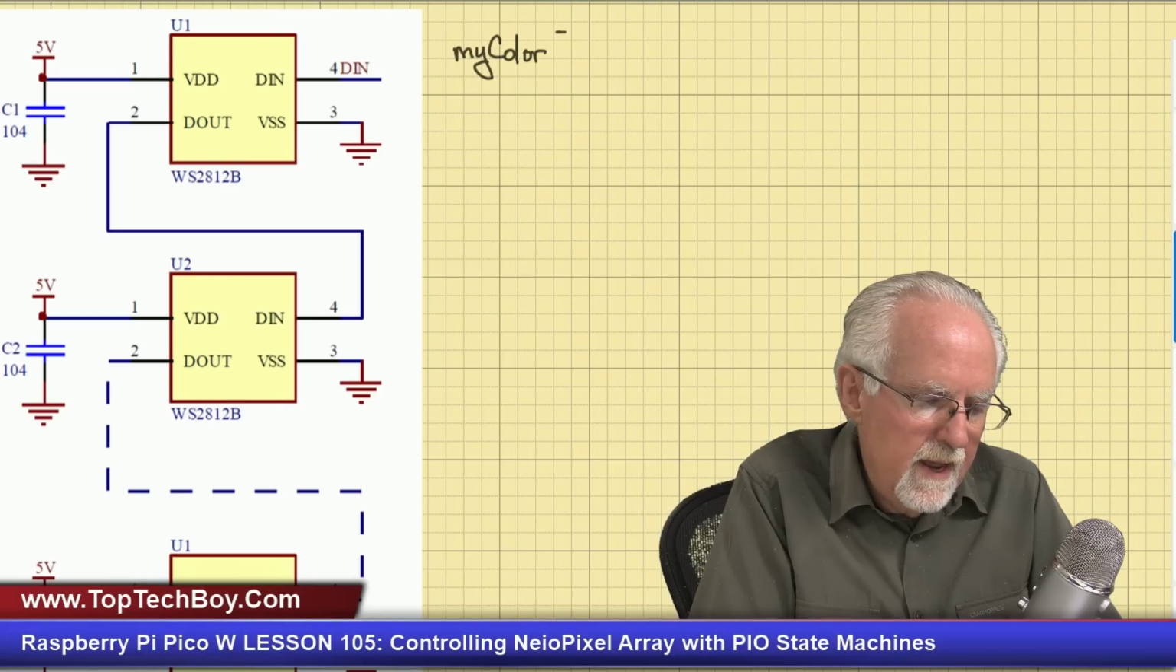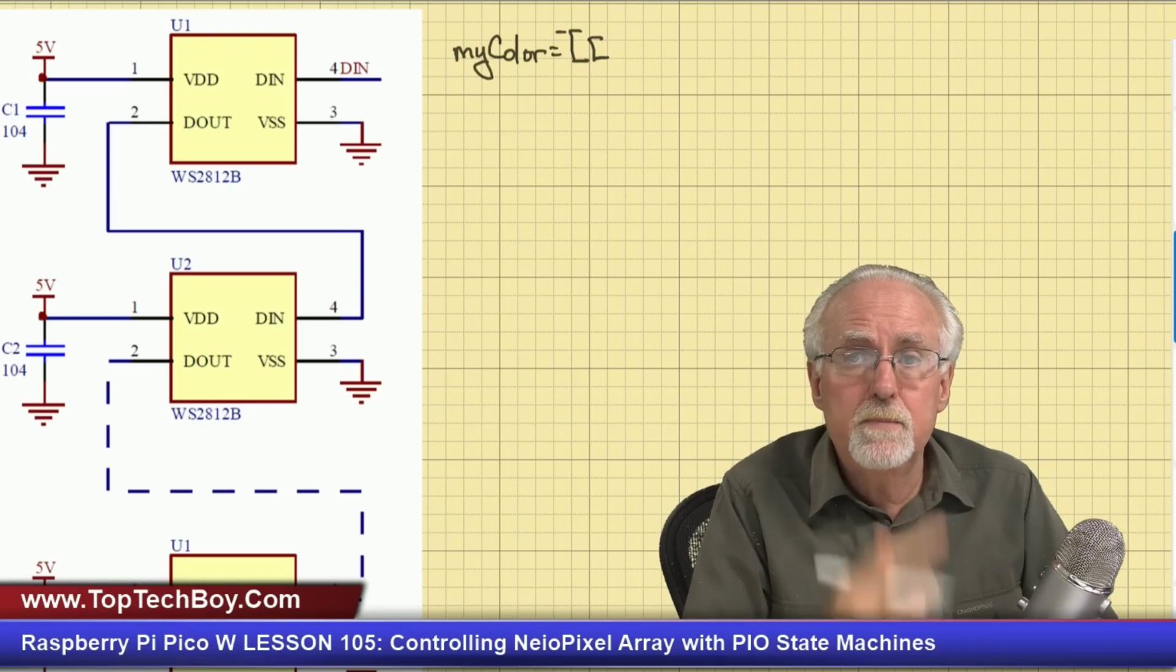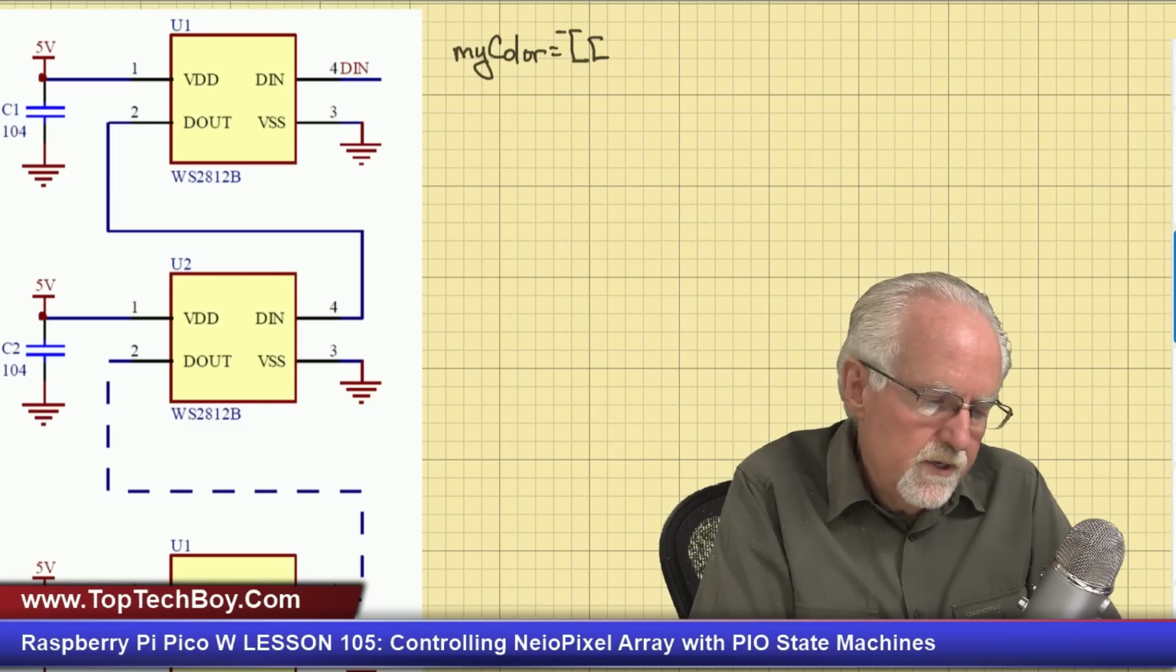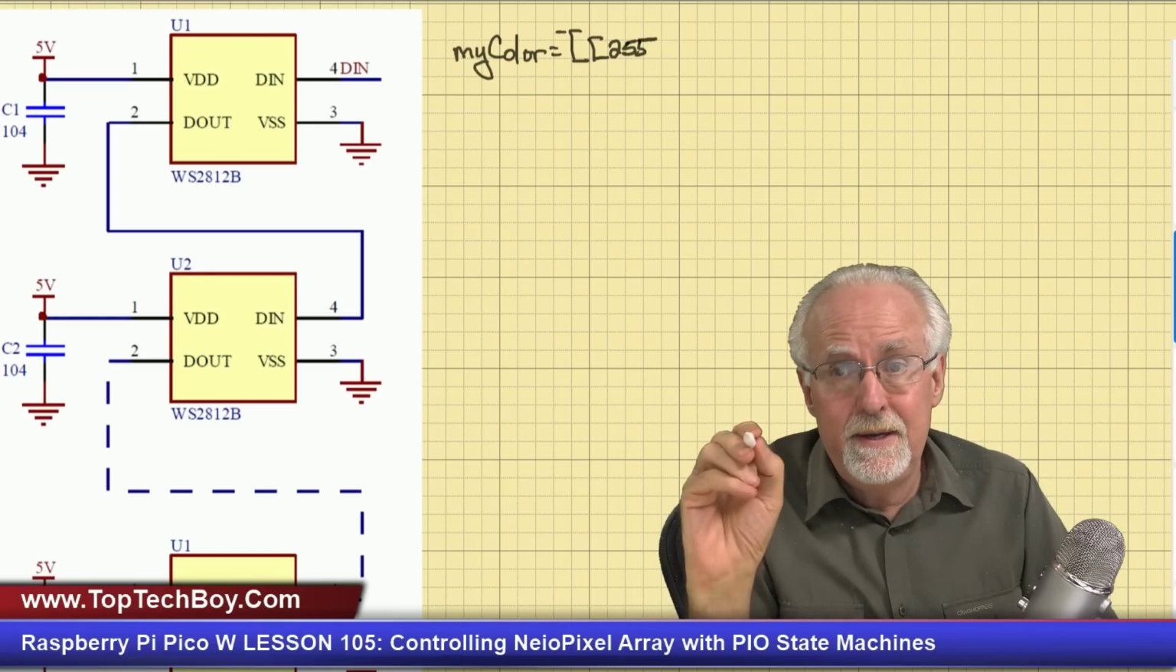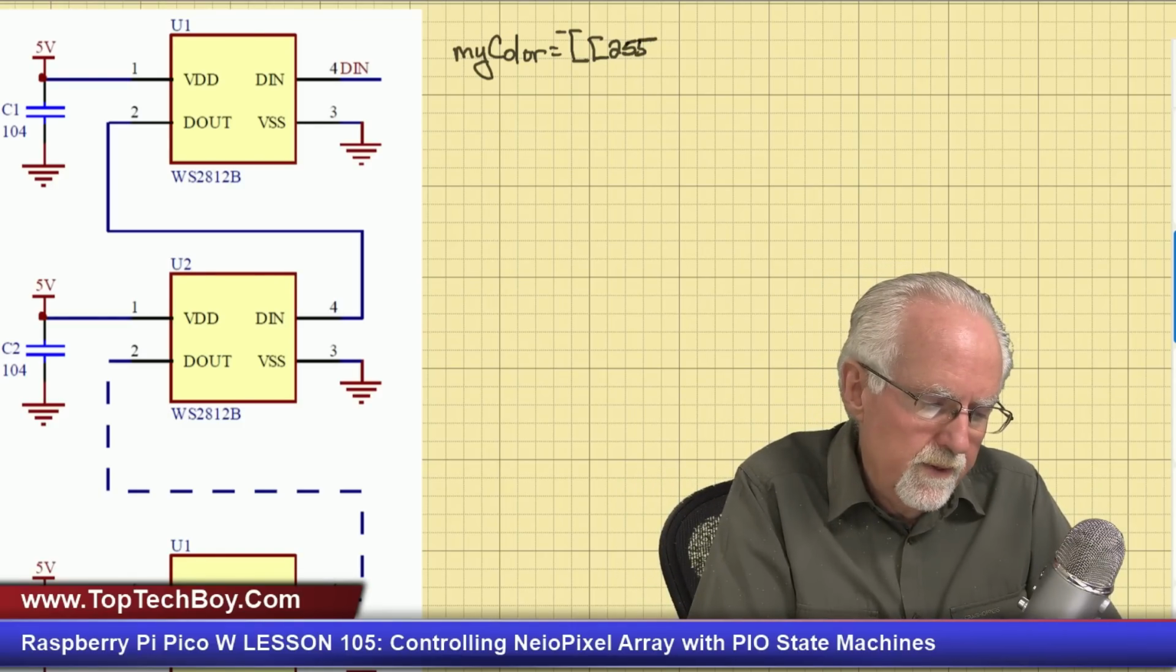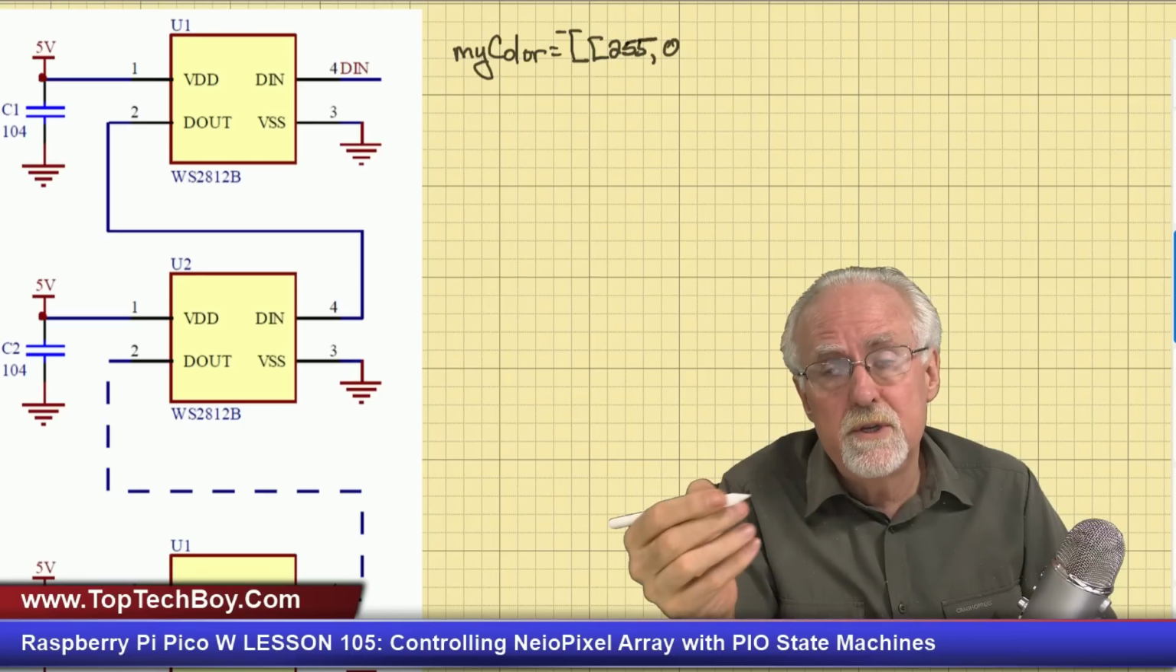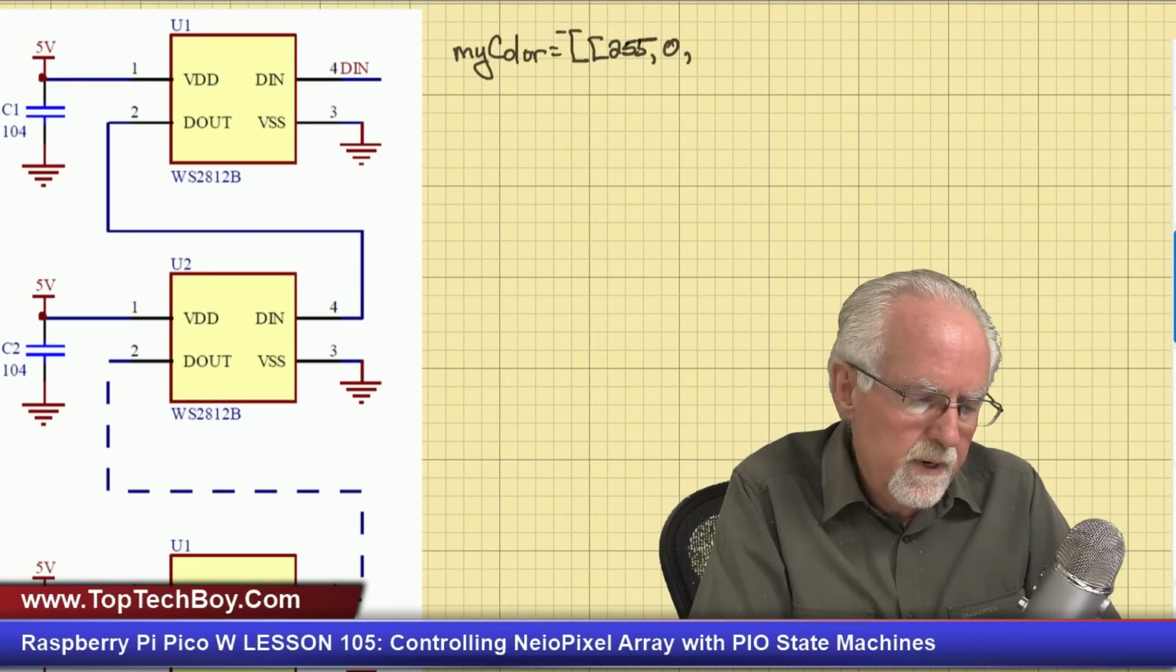Okay, and now it is going to be equal to, and I have a bracket. Now, what color do I want the first pixel? I want it red. So what would that be? 255, which is an 8-bit number. That's important. And then 0, which is also going to be an 8-bit number, and then 0. So that would be red.